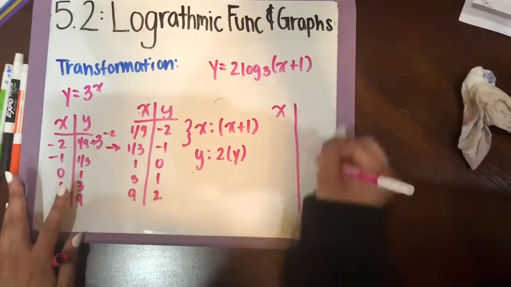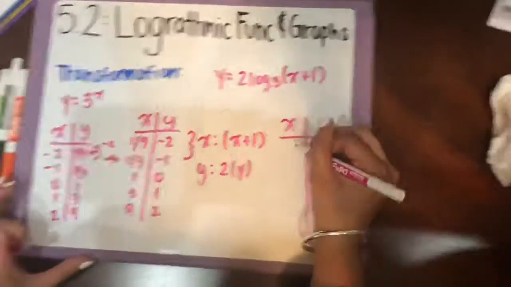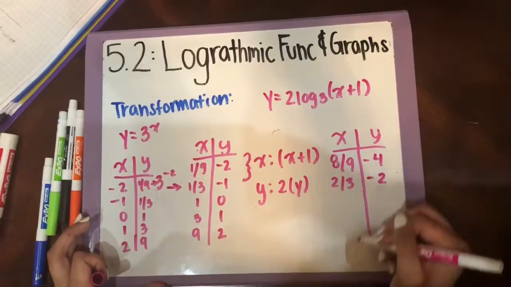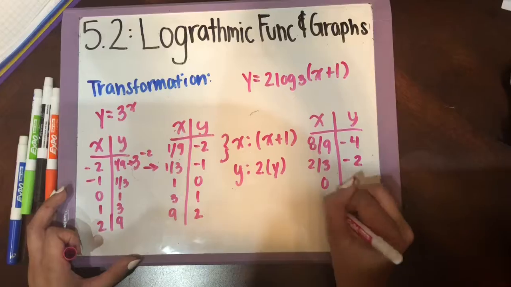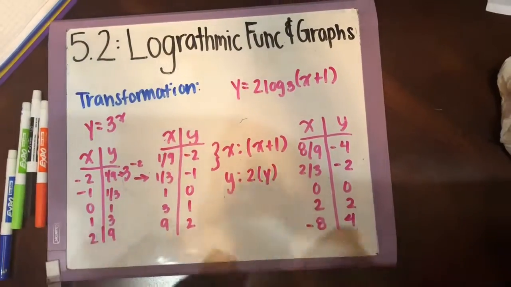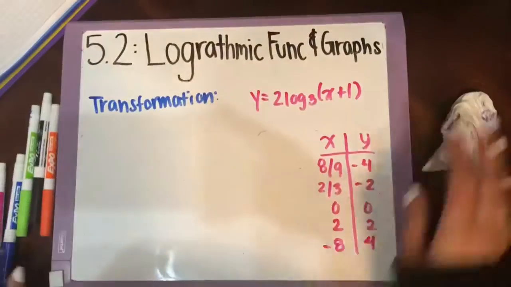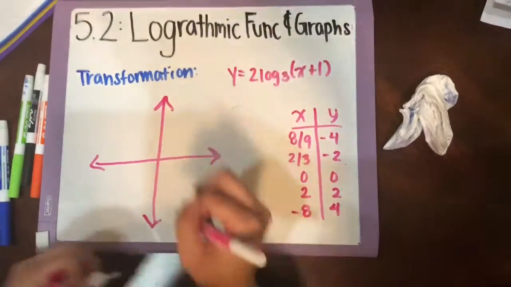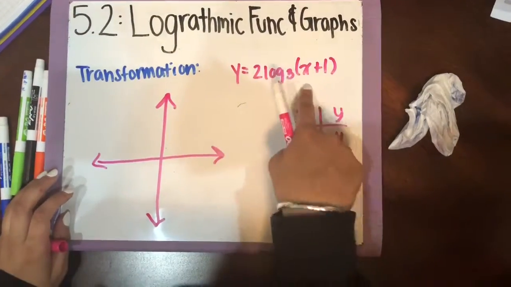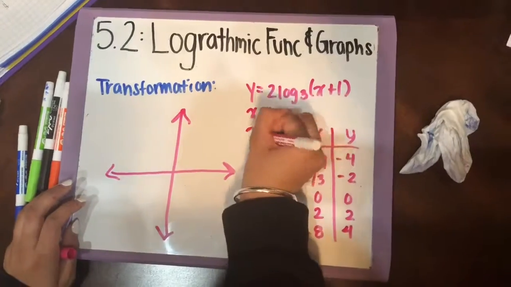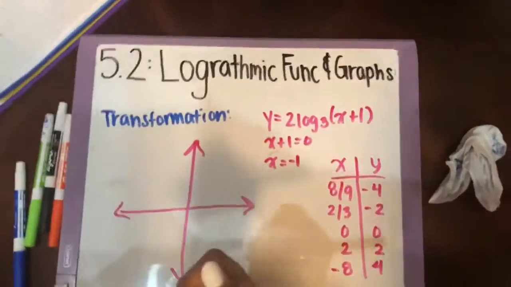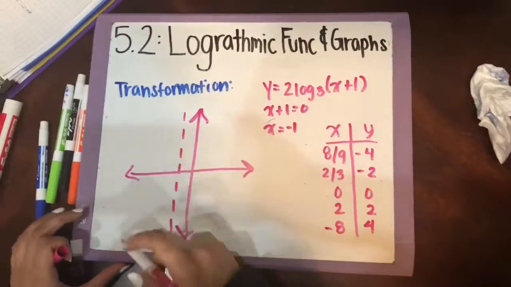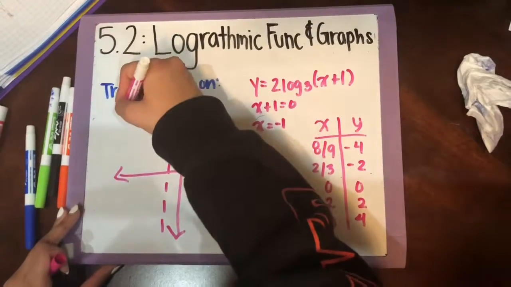So now from there on, you would get your final table of values, which would be (8/9, -4), and so on as you plug in the numbers into the new equation. So now using the new table of values, you would graph the final graph. So first things first, you would find the vertical asymptote by putting x plus 1 is equal to 0, leaving you with the vertical asymptote of x is equal to negative 1. After you pinpoint all these points, you would get a final graph that would look like this.